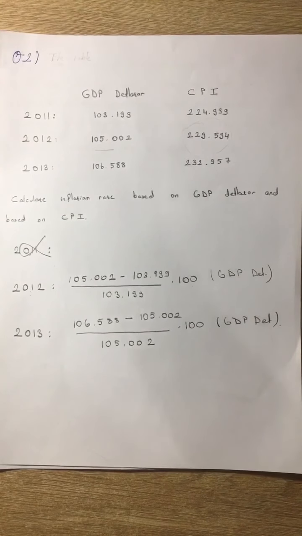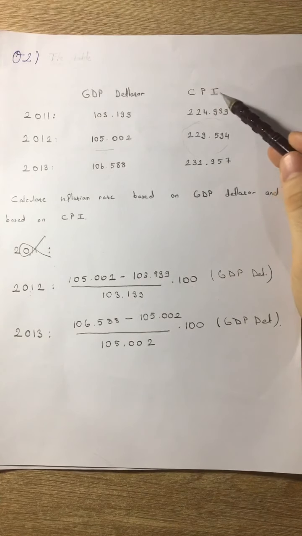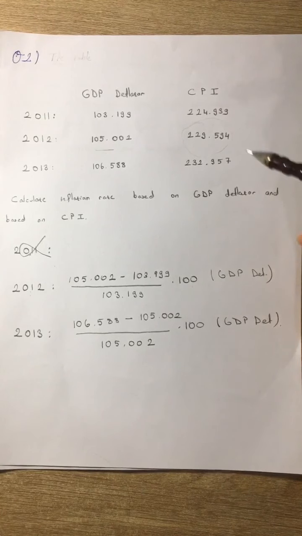In question 2, we are given a table showing us the GDP deflator and consumer price index for different years. It says calculate inflation rate based on GDP deflator and based on CPI, consumer price index. What's the difference between using GDP deflator and CPI? Well, while consumer price index focuses on the goods that consumers use, like clothing, housing, etc., GDP deflator calculates the change in price in the overall economy, all produced goods.